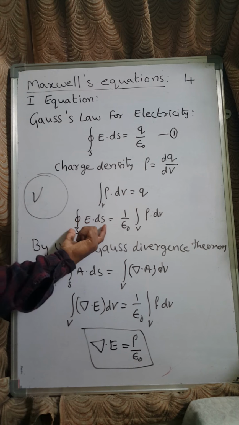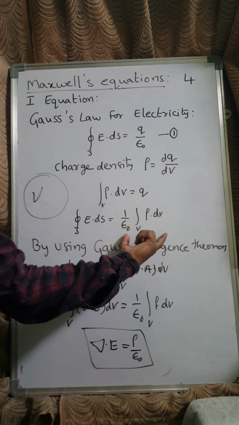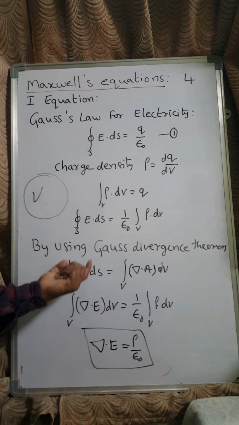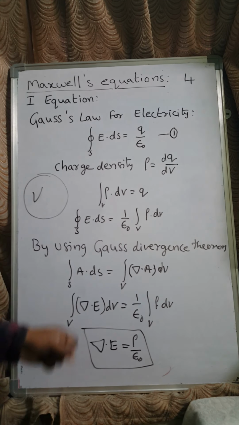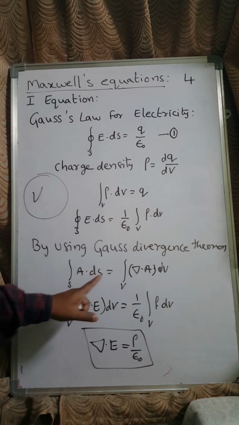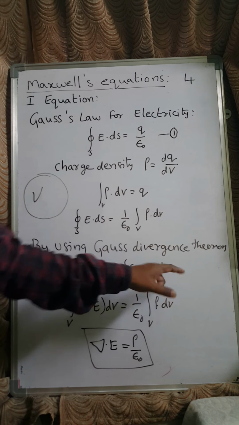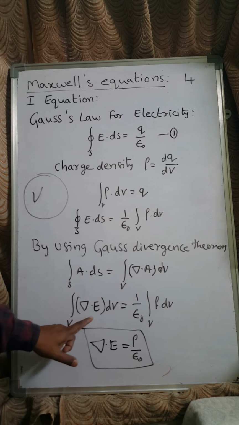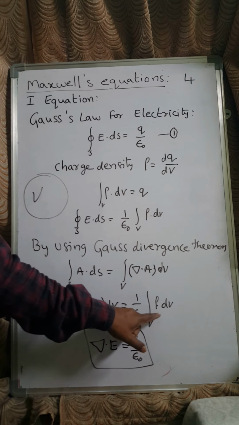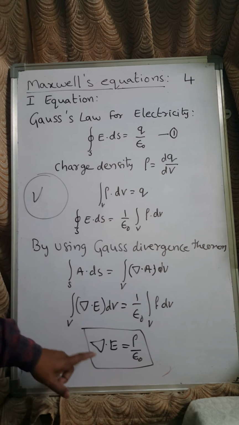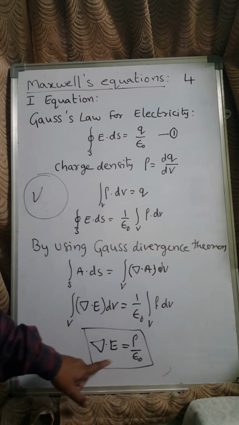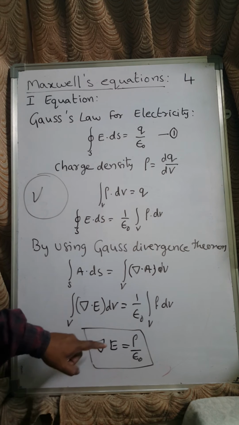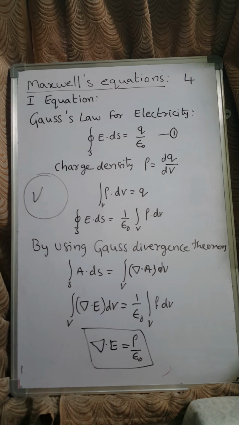On the LHS I have a surface integral, on the RHS I have a volume integral. In order to transform this surface integral to a volume integral, I have to use the Gauss divergence theorem, which is surface integral A dot ds equals volume integral of del dot A into dV. By substituting this, I have del dot E into dV equals 1 by epsilon naught times rho into dV. By comparing LHS and RHS, I have del dot E equals rho by epsilon naught. This equation is Maxwell's first equation in differential form.